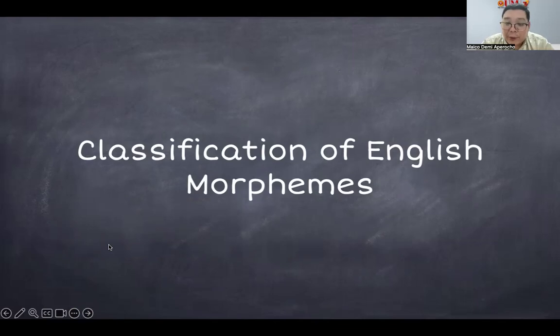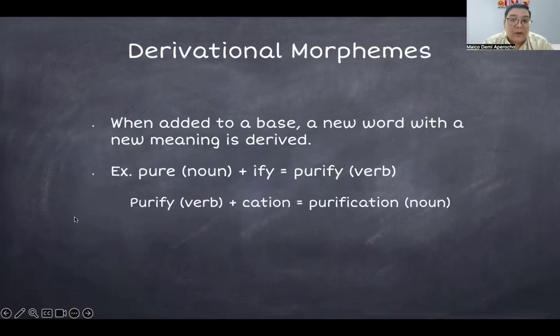Now, what are the classifications of English morphemes? First one is what we call the derivational morpheme. A derivational morpheme is when added to a base, a new word with a new meaning is derived. So, for example, from the noun pure, when you add the suffix ify, you make purify, which is a verb. Purify, which is a verb, when you add the suffix cation to indicate process, you produce the word purification, which is now a noun.